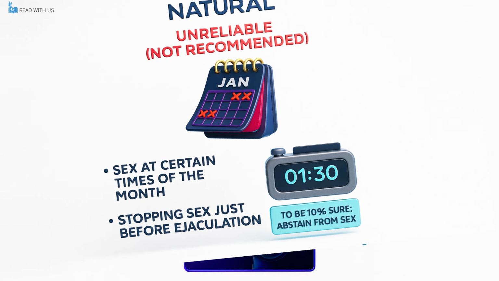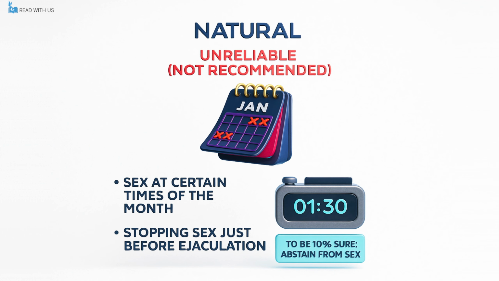There are also natural methods of contraception, such as timing intercourse to avoid the most fertile days of the menstrual cycle, or using the withdrawal method, which involves removing the penis before ejaculation. However, both of these so-called natural methods are highly unreliable and are not recommended for effective contraception. The only 100% effective way to avoid pregnancy is abstinence, which means refraining from sexual activity altogether.